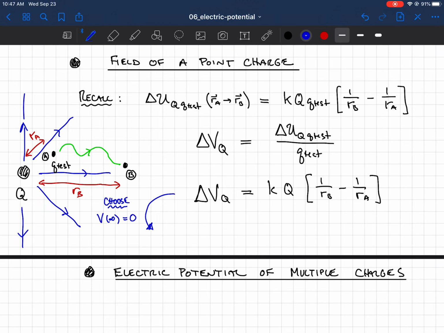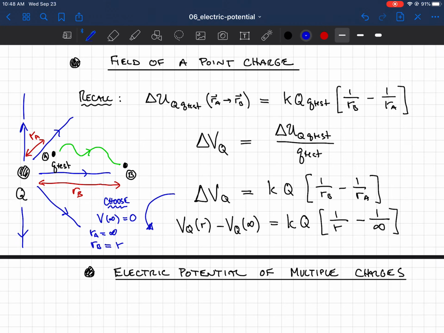So what we'll do is we'll say, okay, let's let our initial, RA, be equal to infinity, and RB be equal to just some R value. So what do we get? We get VQ at final minus VQ at initial, at infinity, is equal to KQ times 1 over final, which we said we'll call R, minus 1 over initial, which we said we'll call infinity. And then we use what we decided. We decided that this should be 0. It's not naturally 0 in any way, it's just our choice. This one is naturally 0. 1 over infinity is always 0. And therefore we get to an expression for the potential for a point charge.